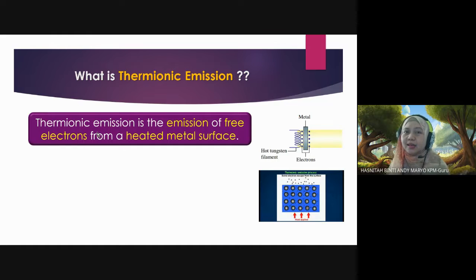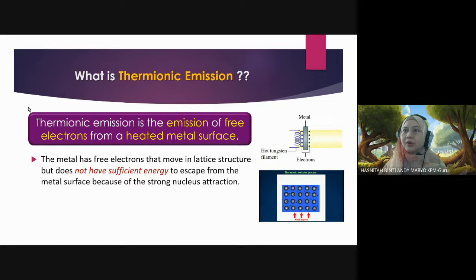Later you will see in chapter 7, the photoelectric effect. Then we will see what is the difference between thermionic emission and the photoelectric effect. Okay, students, if you look at this short animation, I believe you all know that metal has free electrons.